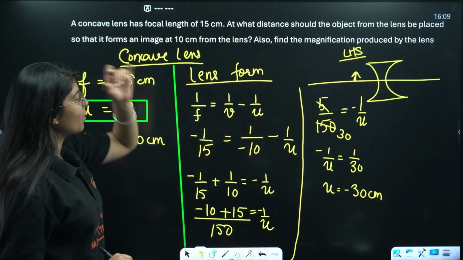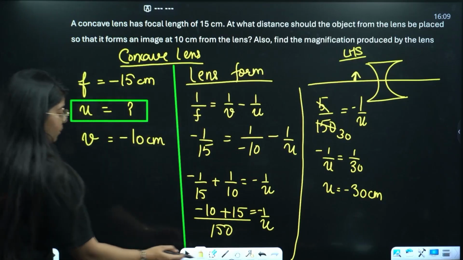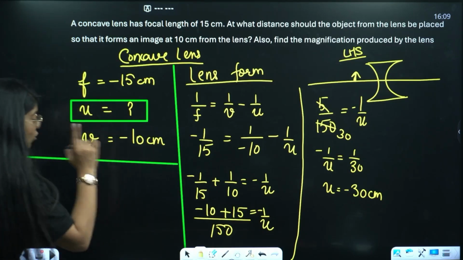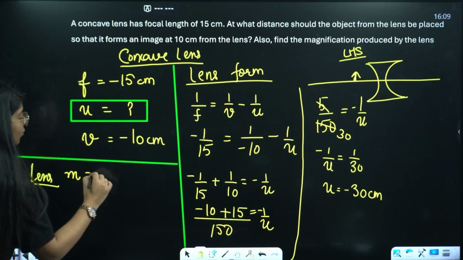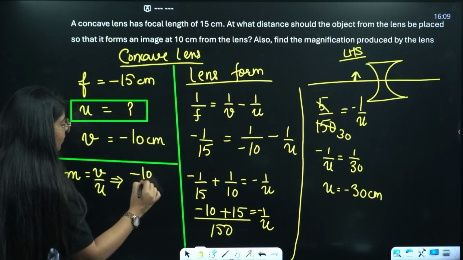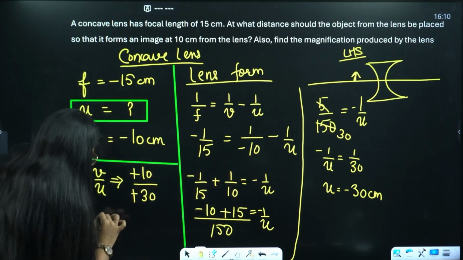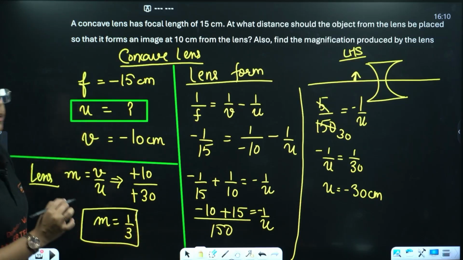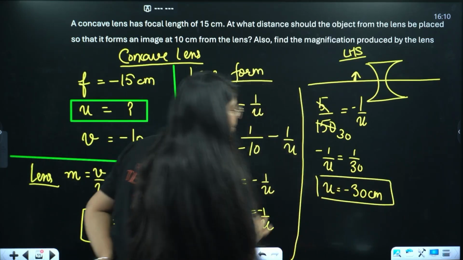U equals minus 1 by 30. Also find the magnification. So we also have to find the magnification. Let's see what the magnification comes out to be. For magnification, in case of lens, magnification is not minus v by u, it is plus v by u. Now v is given as minus 10 and u comes out to be minus 30. So my magnification comes out to be 1 by 3. Understood? Magnification is 1 by 3 and u is minus 30 centimeter.